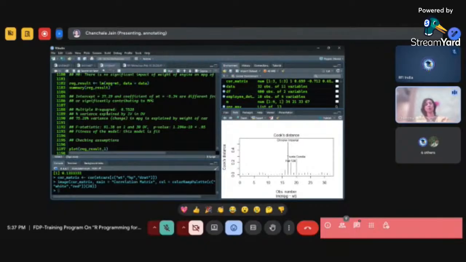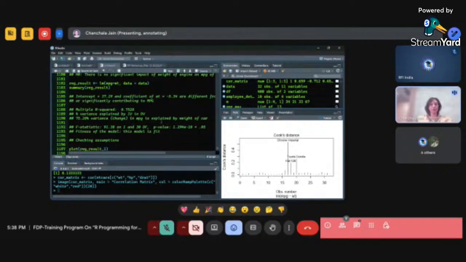We talked about the intercept of the line, that is the a value in y equals a plus bx. A is the intercept, and we identify the intercept value from the output. We also see the coefficient of the independent variable, and then we need to check whether these are significantly different from zero or not. If they are zero, that means they are not contributing anything to the dependent variable, right?